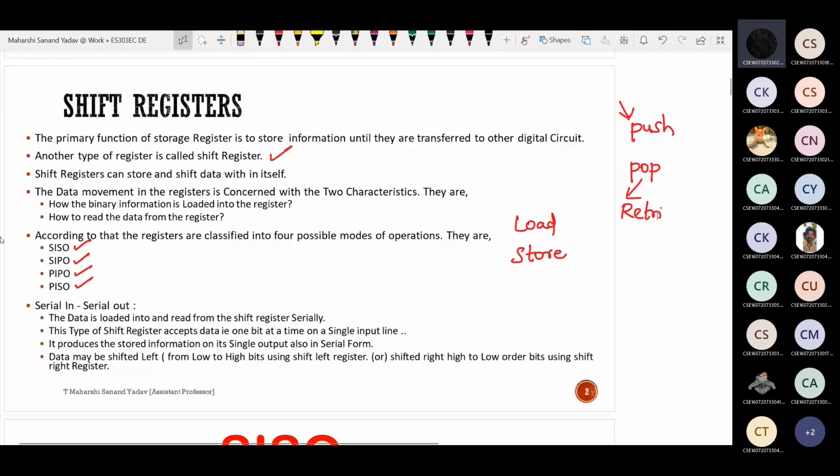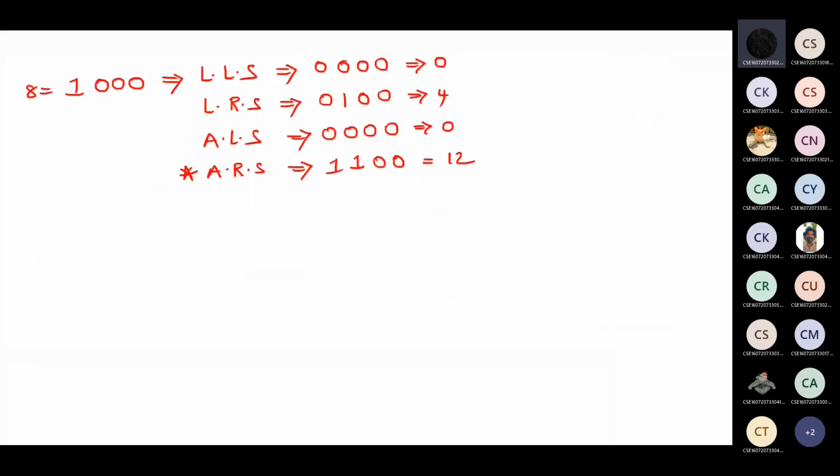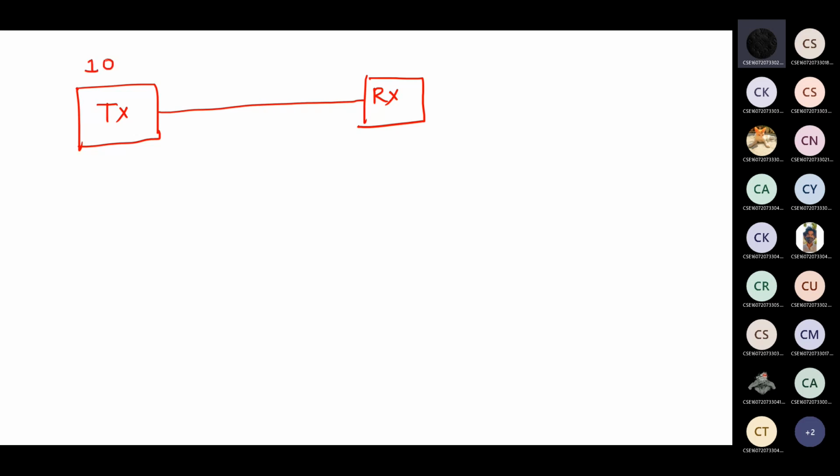So here also the same thing we need to do for all these different kinds of registers. So serial input, serial output. The data is loaded into and read from the shift register in a serial manner. Before this, you need to know what is serial and what is parallel. Suppose you observe two devices, a transmitting end and a receiving end. If it is serial, only one single line will be there. Suppose I want to transfer the information 1010 from the transmitting end to the receiving end.